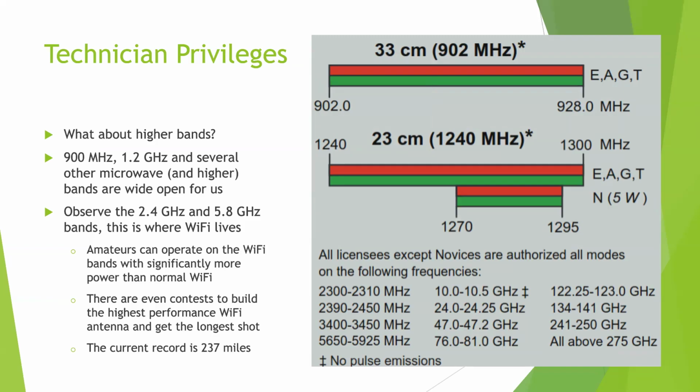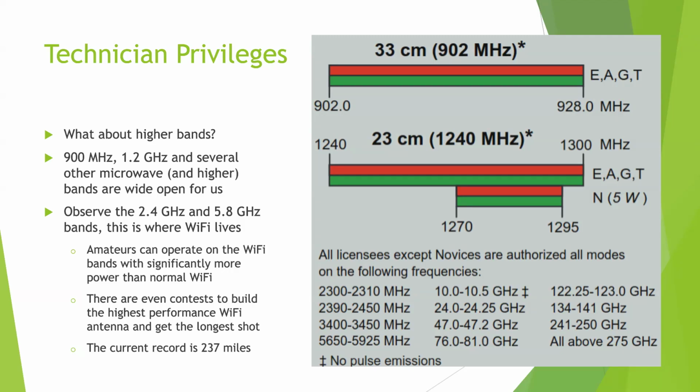What are they going to do with 5 watts? Well, you can do a lot with 5 watts at that frequency, but still, we do have a lot more privileges than they do there. And then all licensees except novices are authorized all modes on these other bands that are listed at the bottom here, right? So if you happen to notice, 2.4 gigahertz is in there, and that's where the 2.4 gigahertz Wi-Fi lives, and 5.8 gigahertz is where the Wi-Fi 5 lives. And we have privileges on those bands. And so we can actually use the Wi-Fi frequencies to do things, not just Wi-Fi.